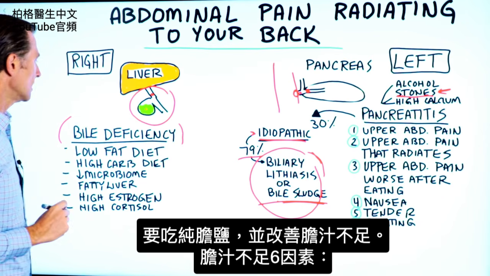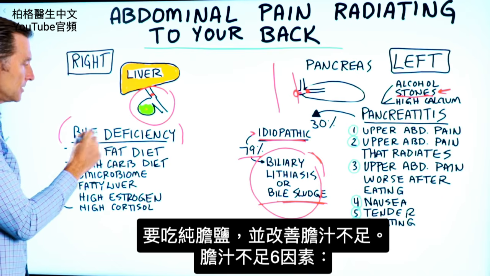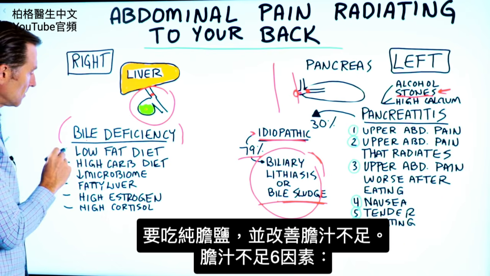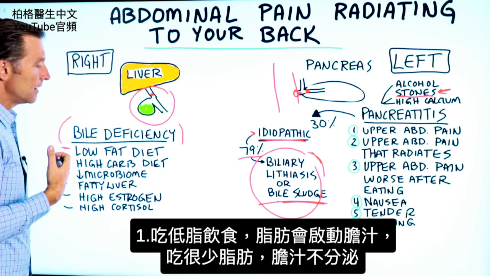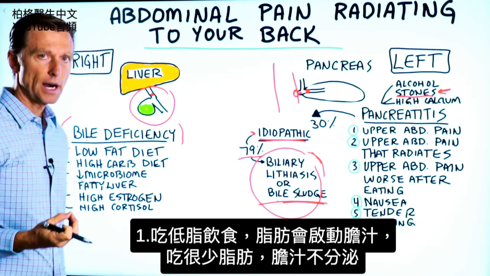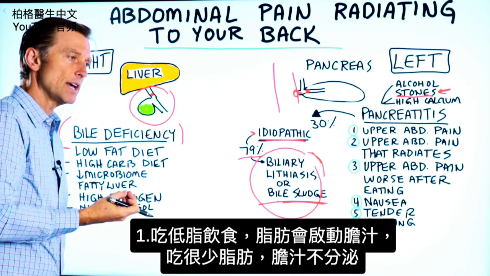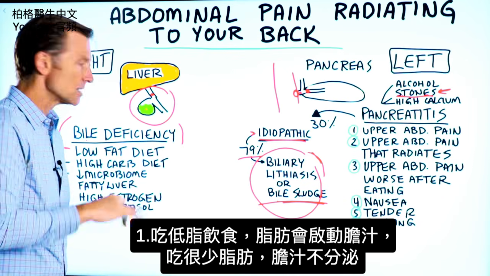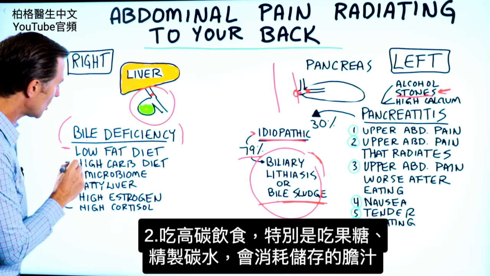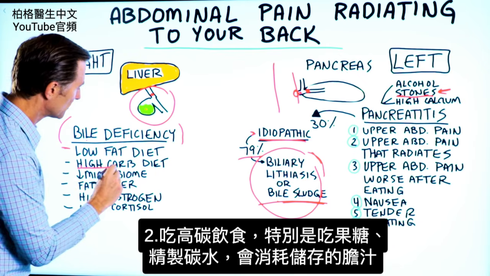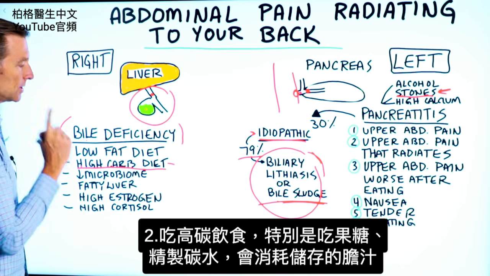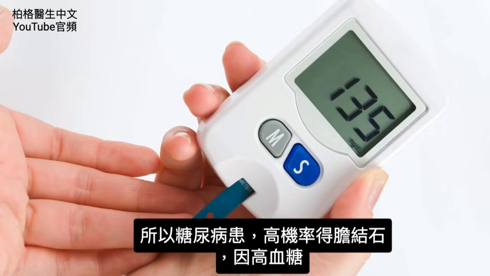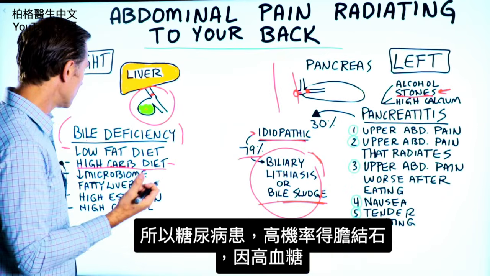Now, not only would you want to recommend purified bile salts, but you want to also make sure that you correct the cause of a bile deficiency. And here's some causes. A low-fat diet, because fat triggers the release of bile. So if you cut the fat down in the diet, you don't release the bile as well. A high-carb diet, especially if you're doing fructose or refined carbohydrates, can also deplete your bile reserve. This is why a diabetic has a higher risk of getting gallstones, because of the high amount of blood sugars they have.